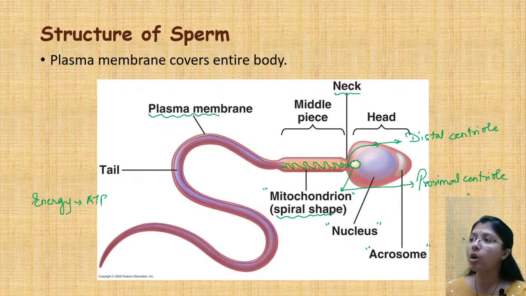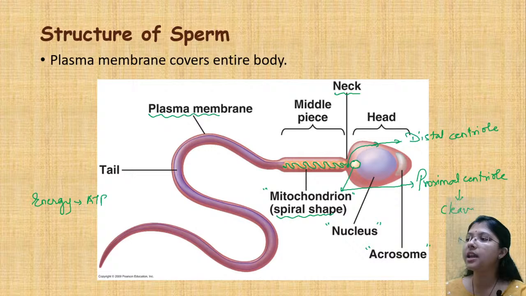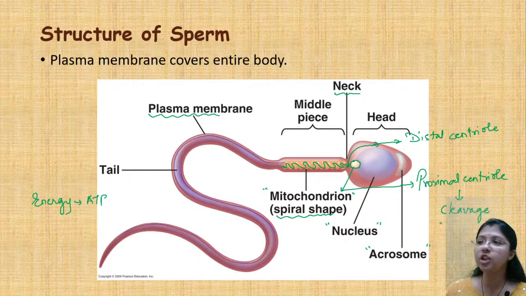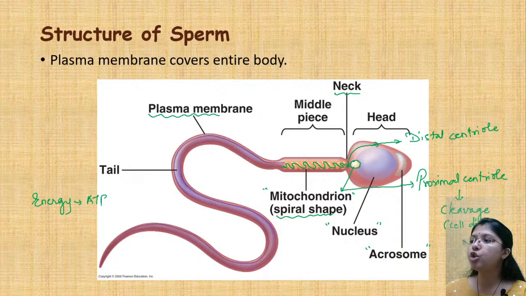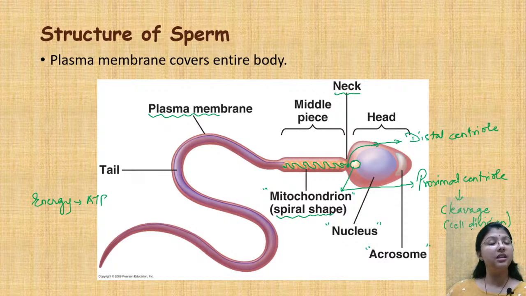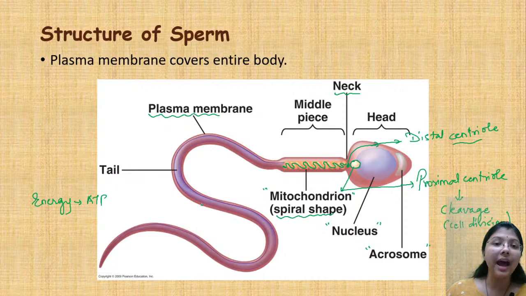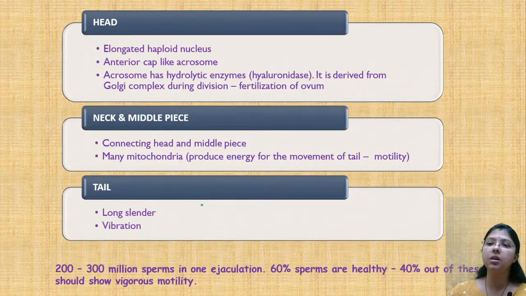Okay, now the proximal centriole: its function is that once the zygote is formed, it is going to help in cleavage. Cleavage means cell division. The process of cell division that the zygote undergoes is called cleavage. So that cell division starts because of the proximal centriole. And the function of the distal centriole I already told you: it is involved in the formation of the middle piece and tail. Okay, the tail is necessary for motility of the sperm, and the energy it gets is from the mitochondria present in the middle piece.